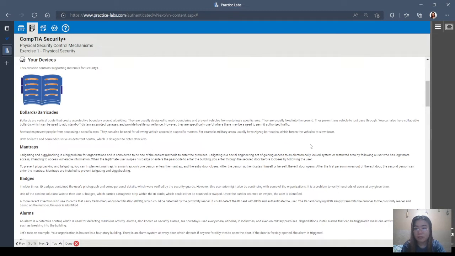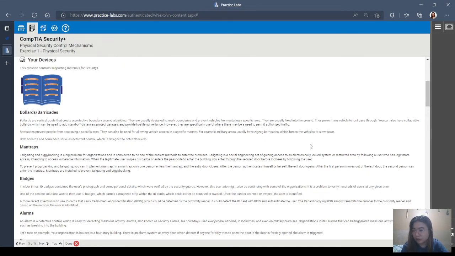To prevent piggybacking and tailgating, you can implement a man trap. In a man trap, only one person enters the man trap, and the entry door closes after the person authenticates himself or herself. The exit door opens after the first person moves out. Then the second person can enter the man trap. Man traps are installed to prevent tailgating and piggybacking.